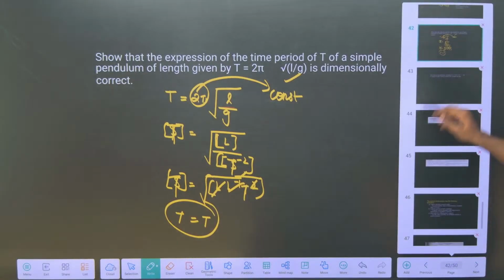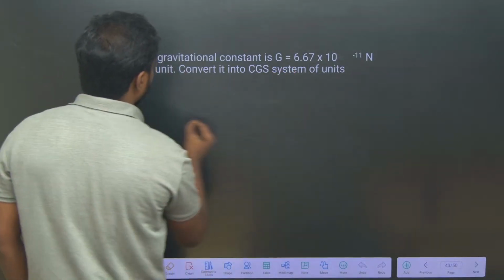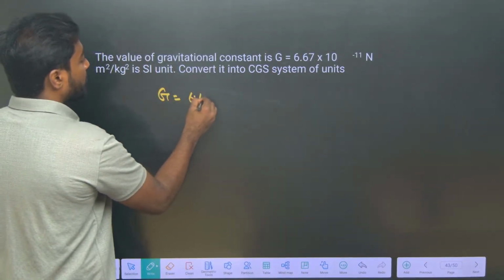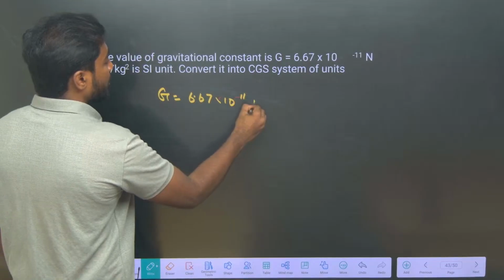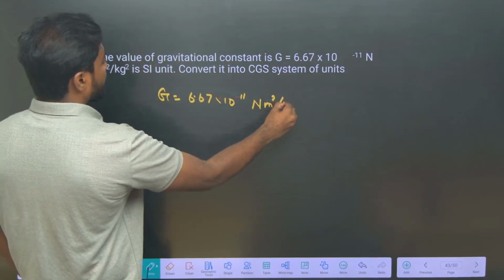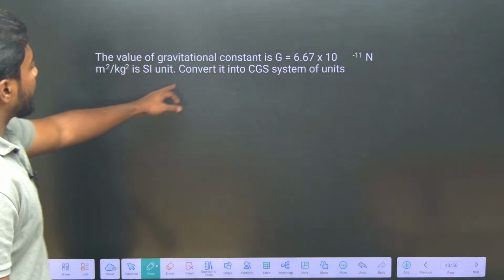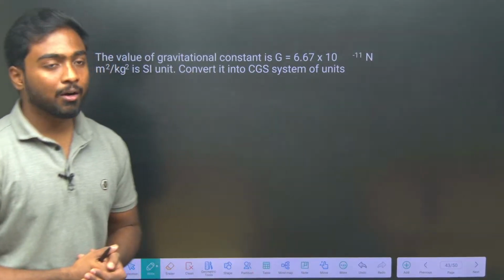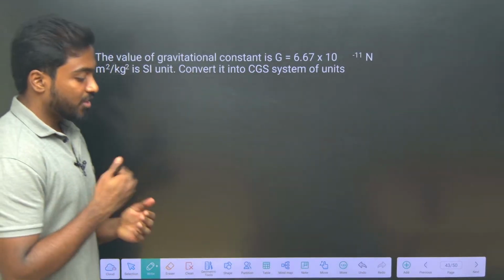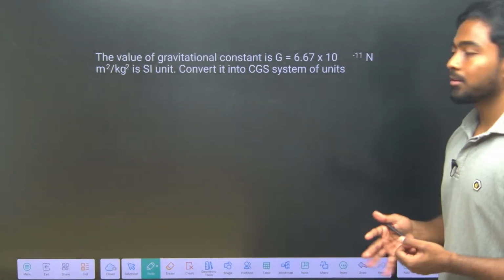Now here is the next question: the value of the gravitational constant G is equal to 6.67 into 10 power minus 11 Newton meter square per kg square. They have given it here only. Convert it into CGS units. So SI unit to CGS unit I need to convert.